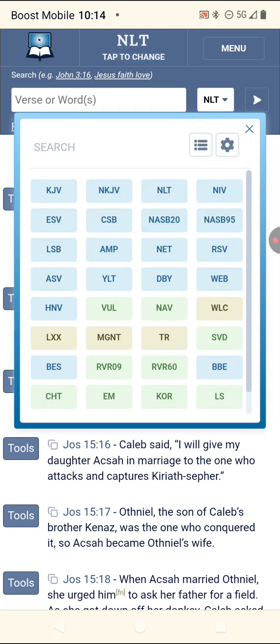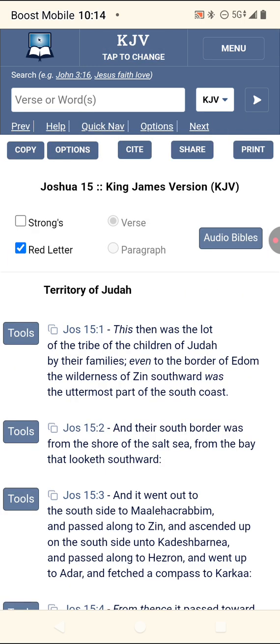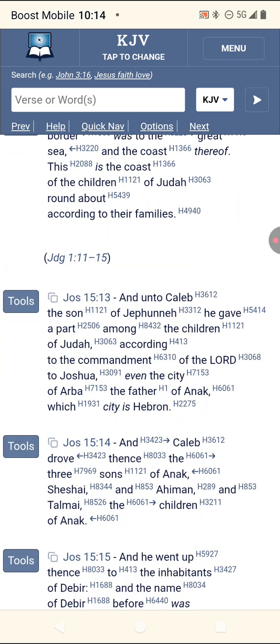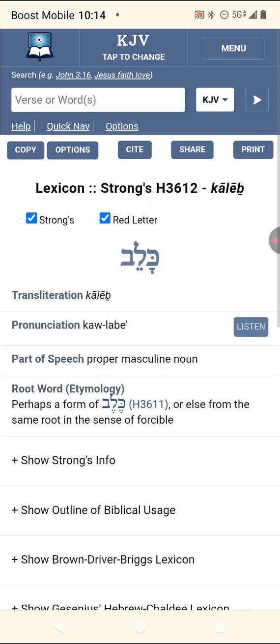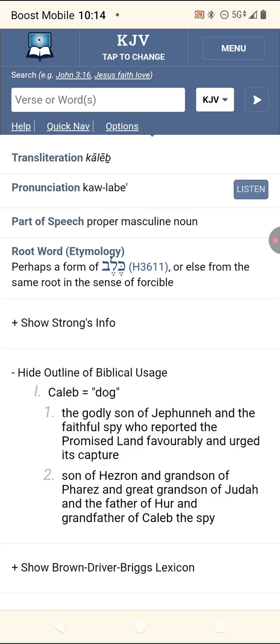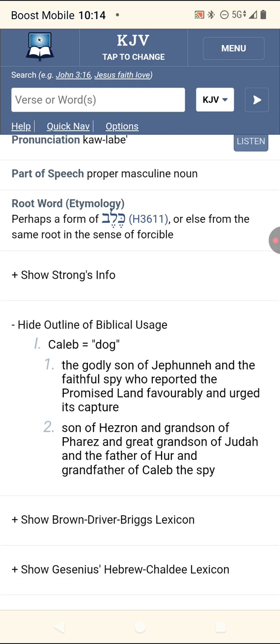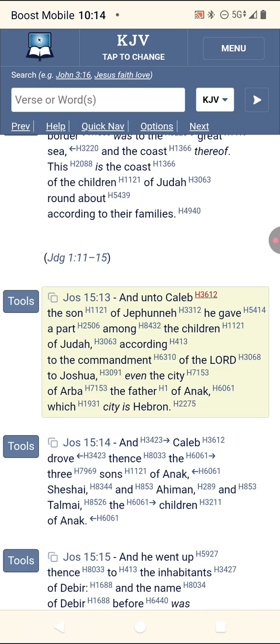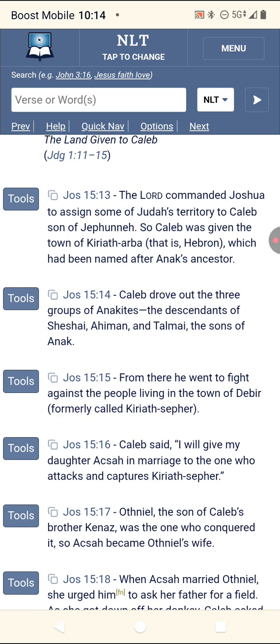And real quick, let me go over here to the KJV. I want to grab Caleb. I'm gonna capture. Okay, so I was just looking. I was trying to find something there, but it's not there. All right, so let's keep going.